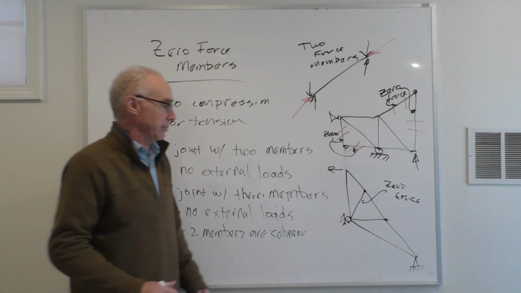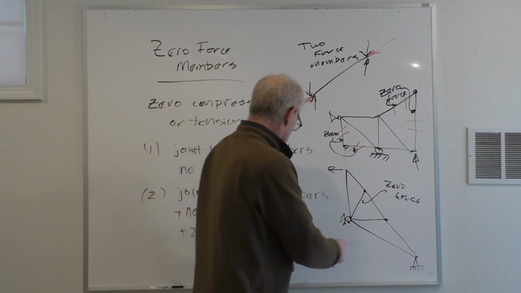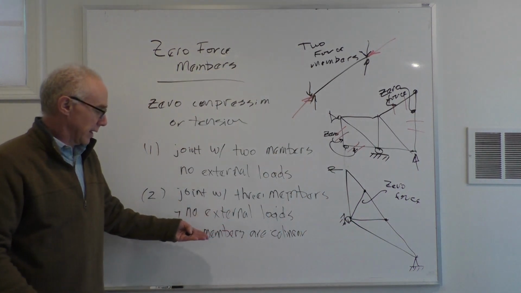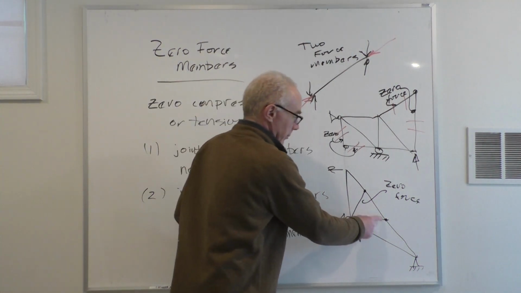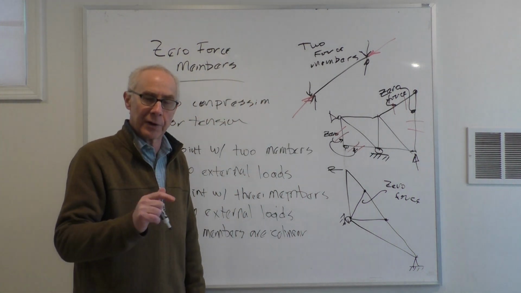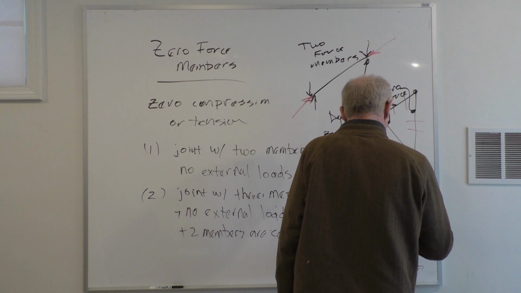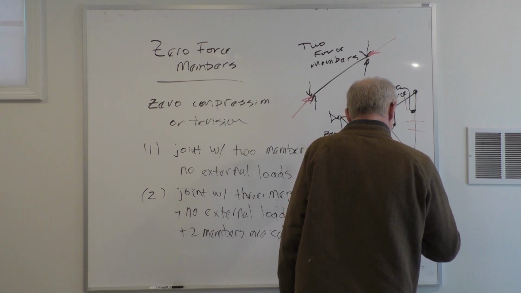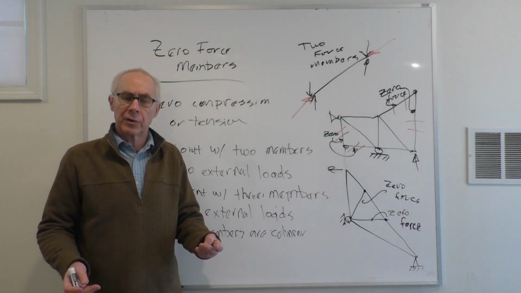Now, hopefully you can look at this and find the other situation. It's exactly the same. Again, here's a joint, one, two, three members. No external loads on that joint, and two of those members are colinear. In other words, this member and that member are colinear. So this member here is going to be a zero force member. Zero force. Okay, so now you have these rules for finding the zero force members.